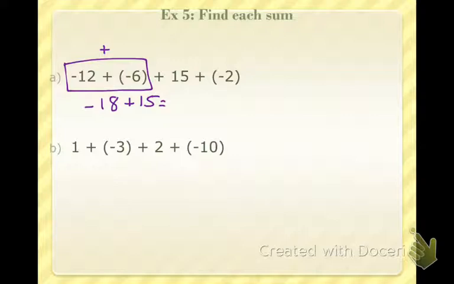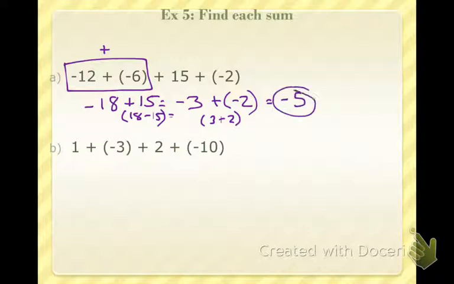And now they're opposite signs. So in your brain, you're going to do 18 minus 15. So that equals 3. And then 18 is bigger, so it's going to be negative 3. And then you add the negative 2. Now they're the same sign, so you're going to do 3 plus 2. So it will be negative 5, and here's your answer.